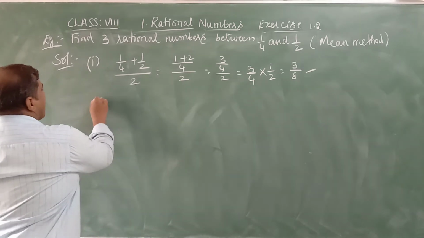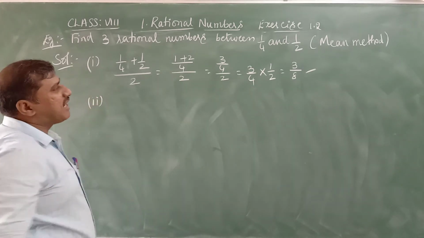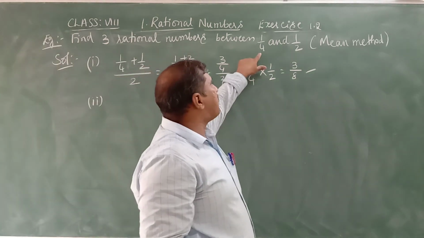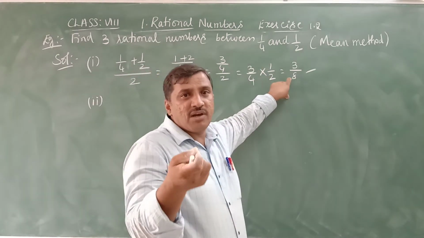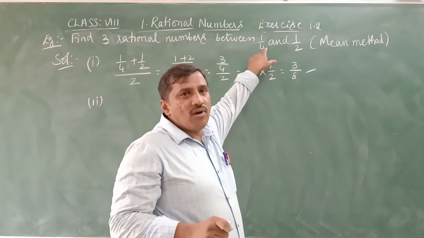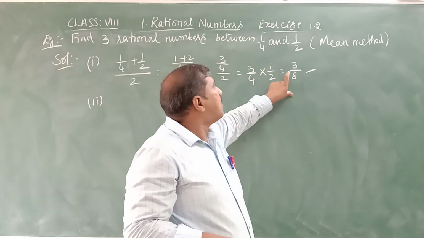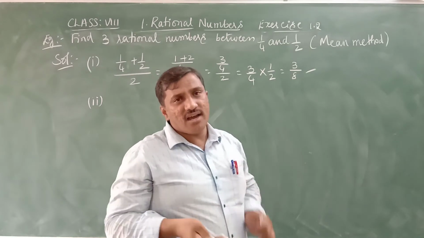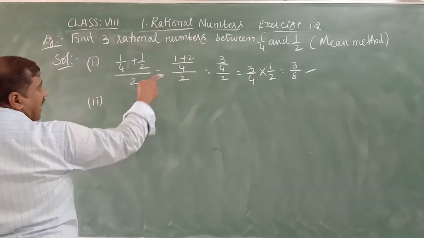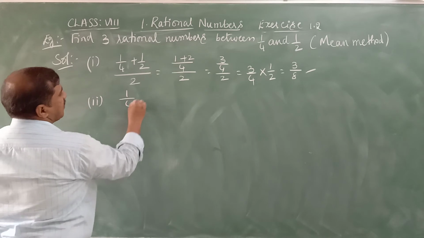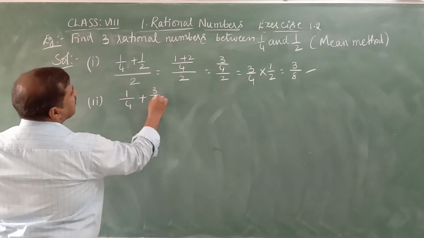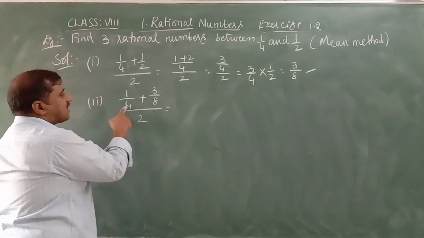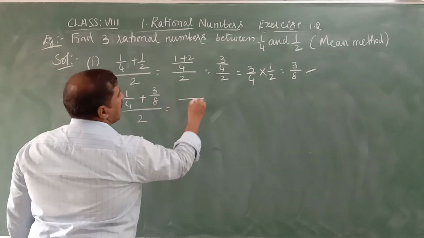Next, to get the second rational number between 1 by 4 and 1 by 2, find the mean of 1 by 4 and the rational number which we got. 1 by 4 and 1 by 2, and 3 by 8 also you can use to find the other rational number. So I am using again 1 by 4 plus the second rational number, I am taking 3 by 8, divided by 2. That is equals to, again LCM for 4 and 8 it is 8.